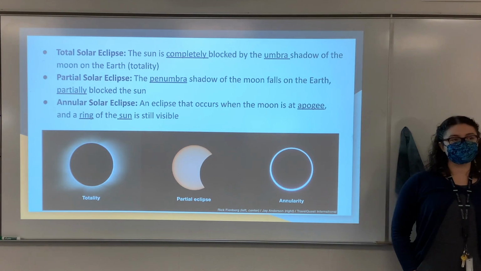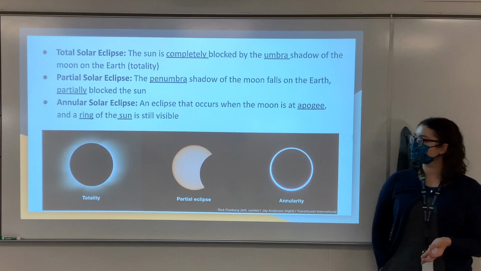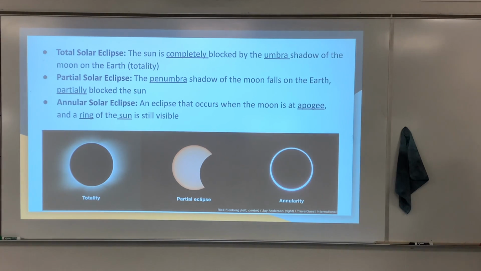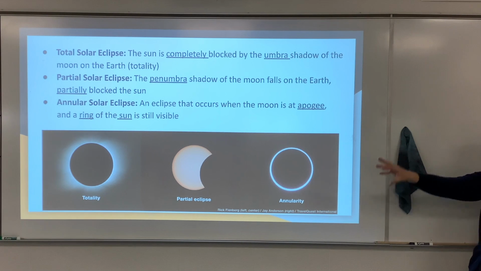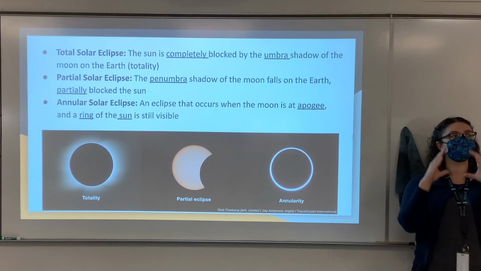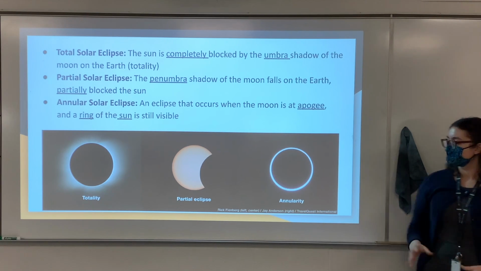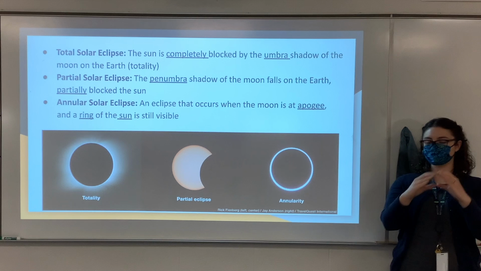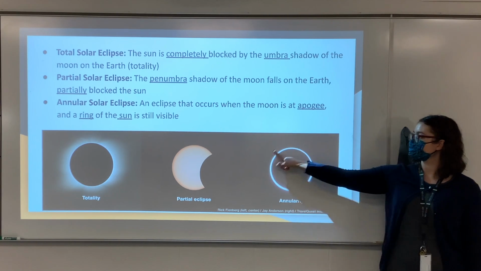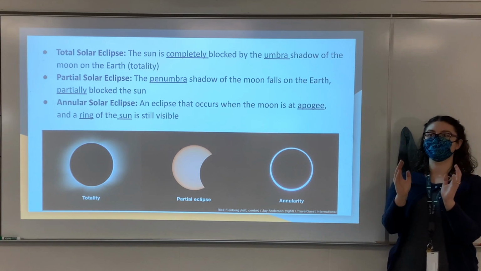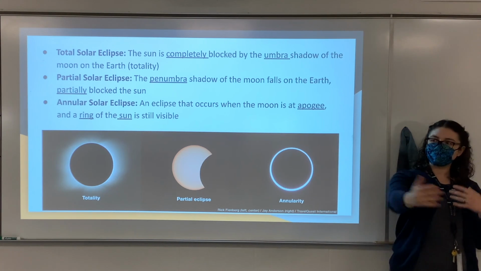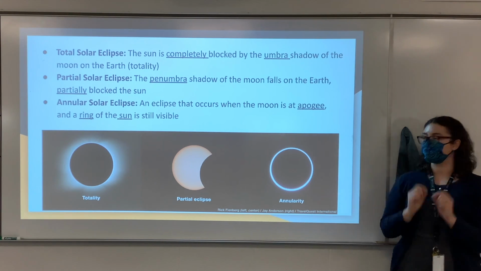There's also a third type of solar eclipse called an annular solar eclipse. An annular solar eclipse only occurs when the moon is at apogee, so when the moon is farthest away from Earth in its orbit, and it appears slightly smaller. At that point of apogee, the moon's shadow is not quite big enough to completely block the sun. So when you have an eclipse where the moon is at apogee, it's an annular eclipse because there's a thin ring of the sun still visible even when the shadow is completely over the sun. Because the moon's far enough away, that shadow is just not quite big enough to totally block the sun.